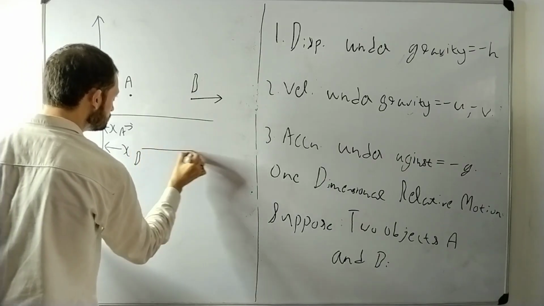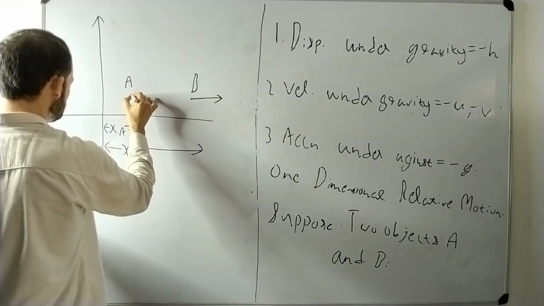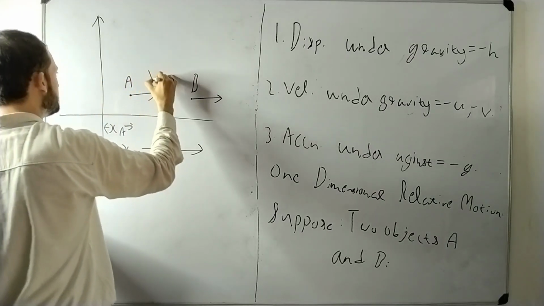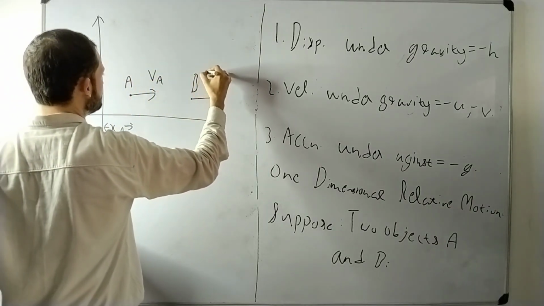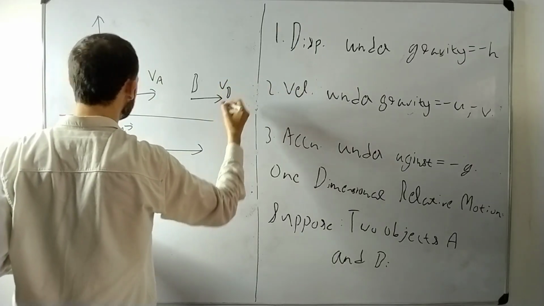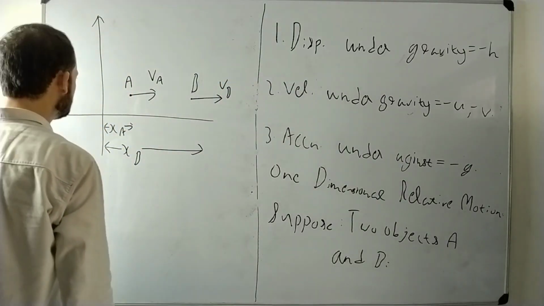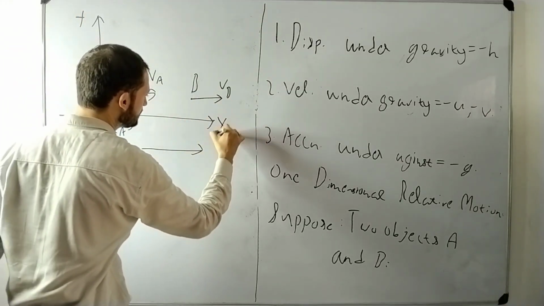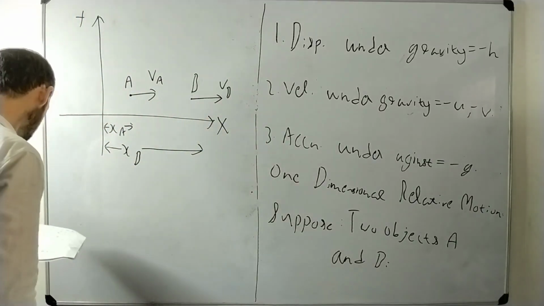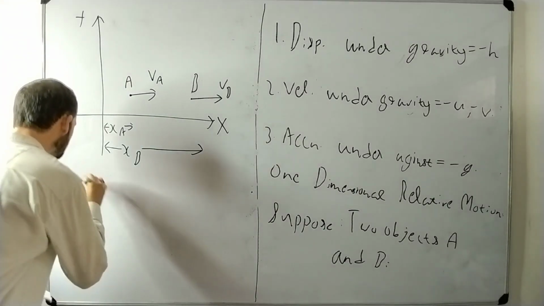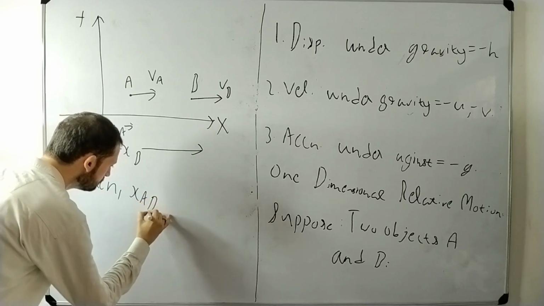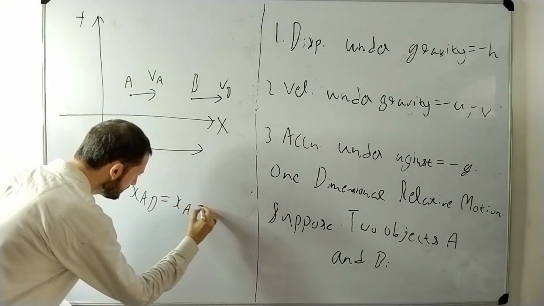Okay, this is also moving in this direction, and this is what I say VA, and this is VB, right, students? Yes, sir, this is very easy. This is the Y, this is the X coordinate. Then I would write XAB is XA minus XB.